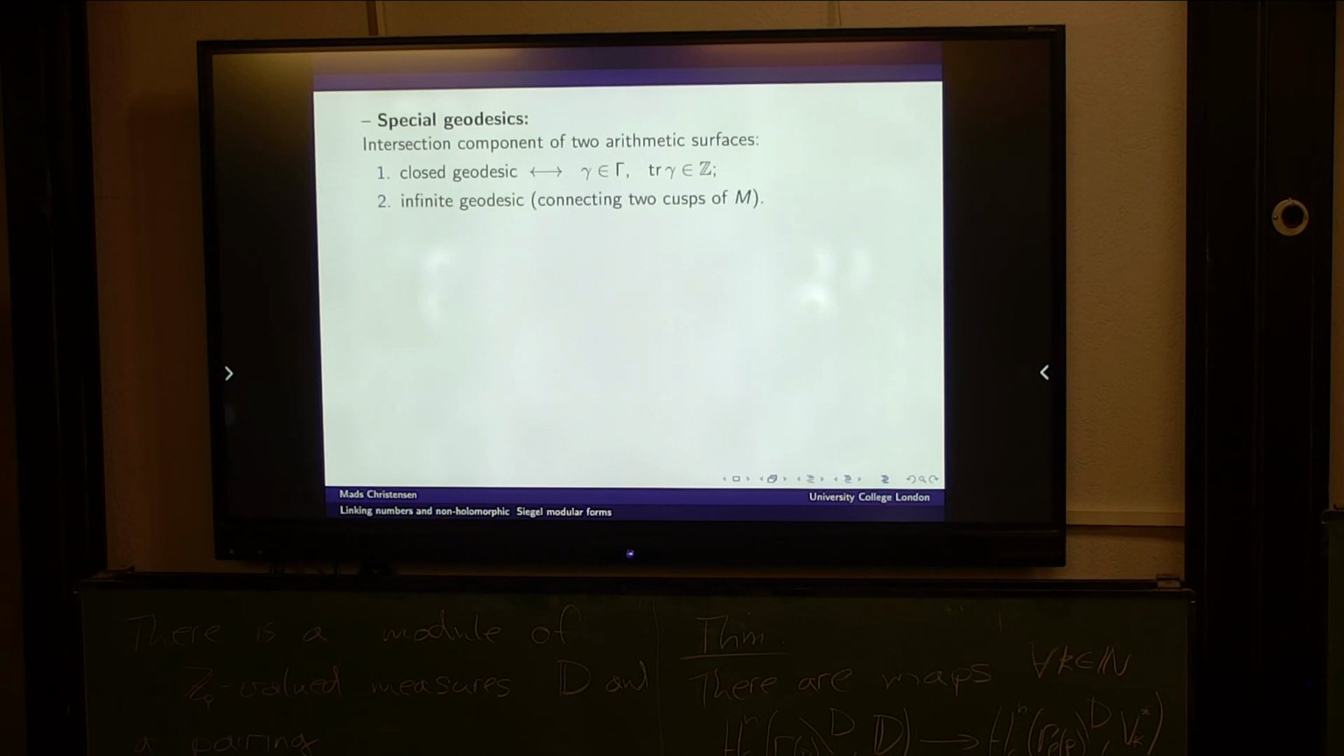Okay, the other case is you can get an infinite geodesic. So in this case, it connects two cusps of M. Or in the example you saw before, you connect 2 points in this curve here. So this happens not as often. Okay, this is what I wanted to draw.